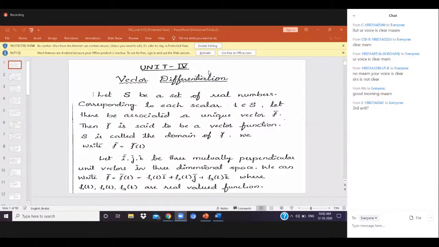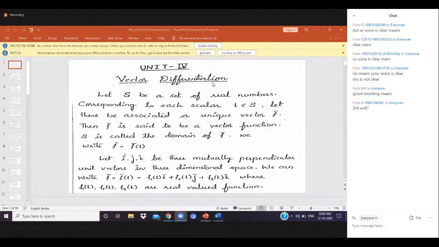Today's agenda is the fourth unit. The third unit will be taught by Balakrishna sir. The fourth and fifth units I will teach. So first, the definition: we are going to study vector differentiation. The fourth unit is vector differentiation. First we are discussing the vector.